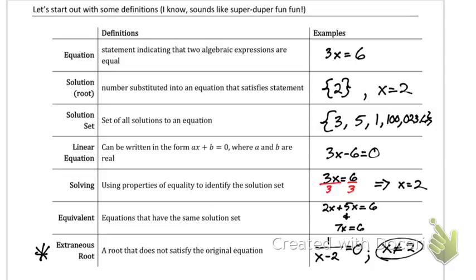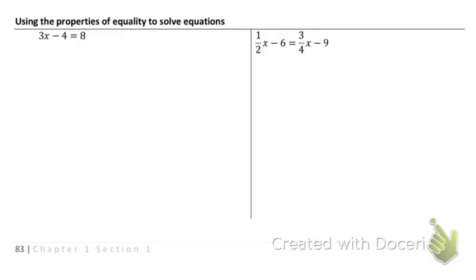All right. Moving on. Using properties of equality to solve equations. So we're going back to Algebra 1, basically. If I need to get x by itself, the first thing you're going to do is we're going to add 4 to both sides.